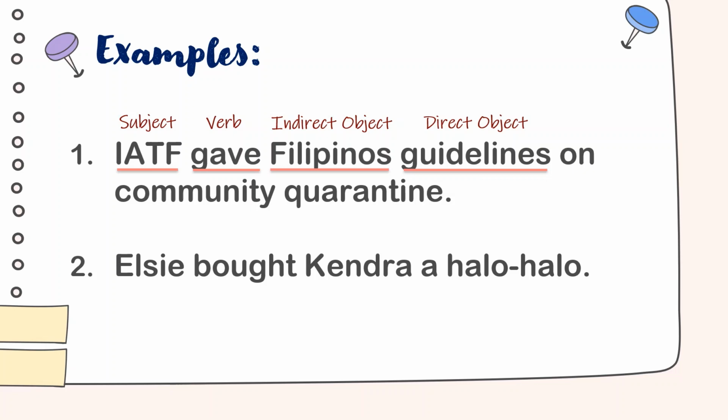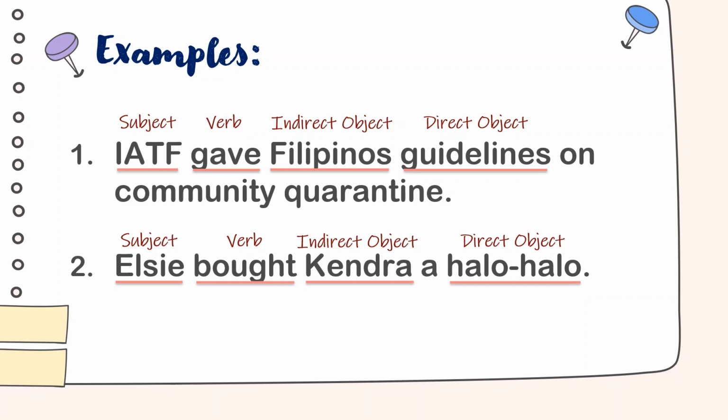Number 2, Elsie bought Kendra a halo-halo. The subject in this sentence is Elsie and the verb is bought. What did Elsie buy? Very good. Elsie bought a halo-halo, which is the direct object in the sentence. For whom is the halo-halo bought by Elsie? Yes, it is for Kendra. And this is the indirect object in the sentence.